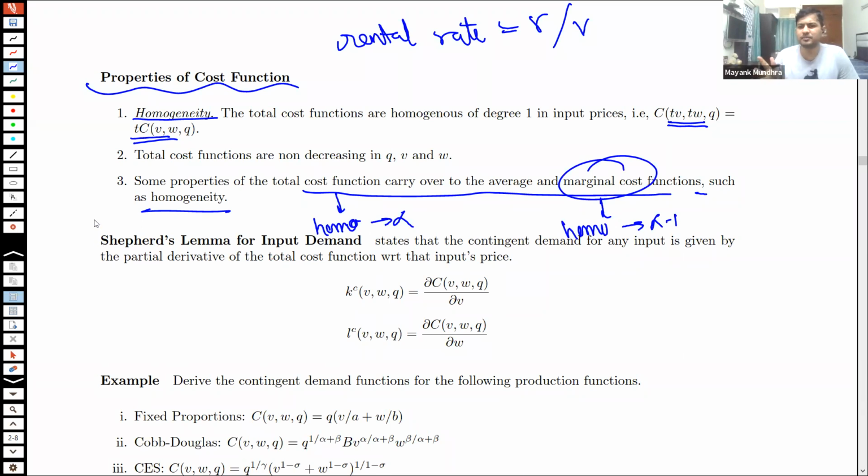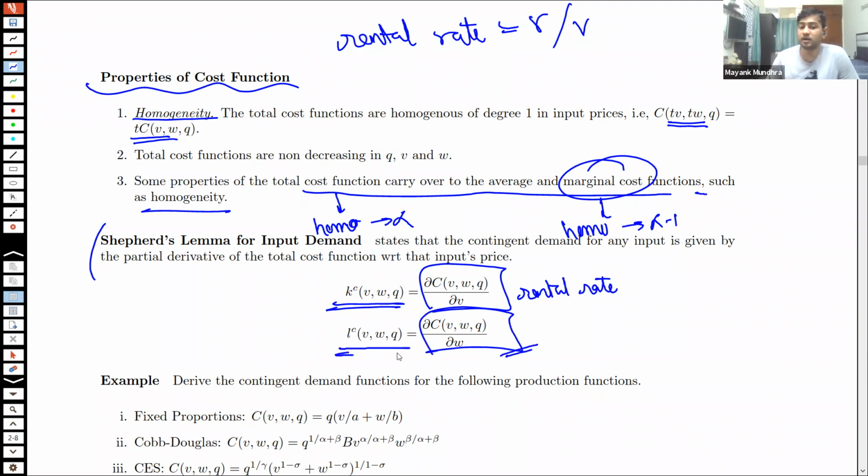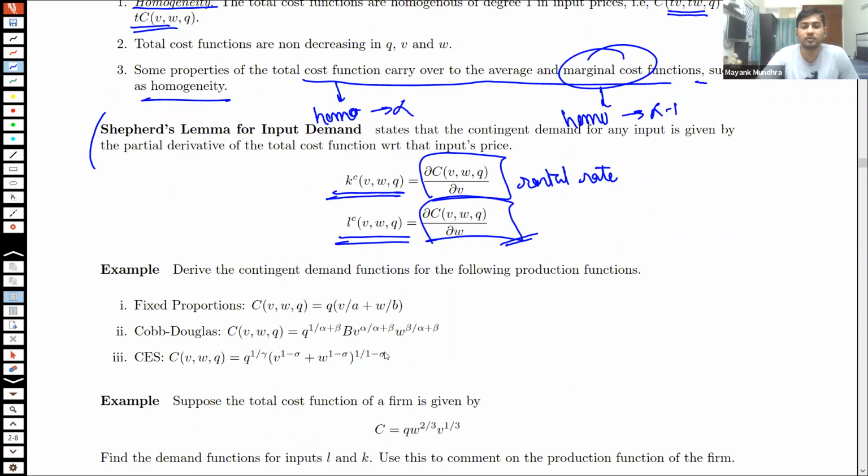Okay, homogeneity as a property is not that important for us, so we will not do all the math related to homogeneity because that would be a separate lecture in itself. But it's good to remember if you can. Shepard's lemma. So Shepard's lemma says that if you have the cost function, differentiating it with respect to the rental rate will give you the demand for capital, and differentiating it with respect to the wage rate will give you the demand for labor. So this is Shepard's lemma for input demand.